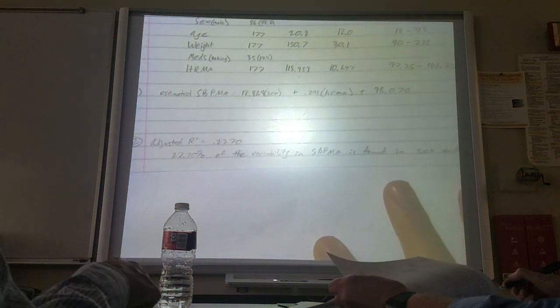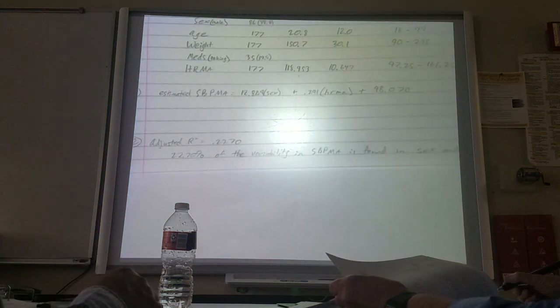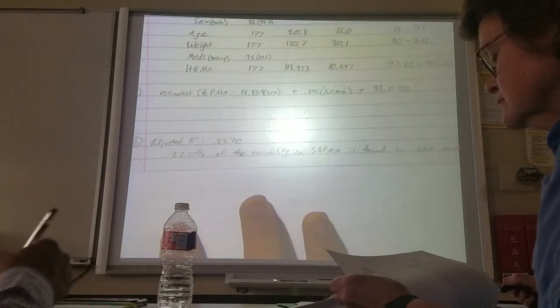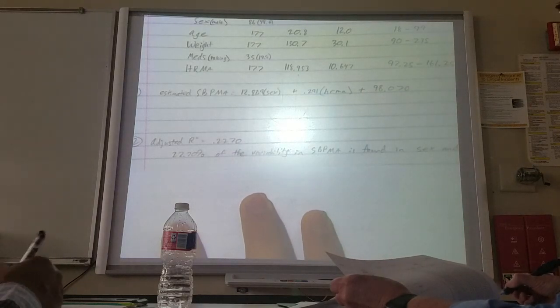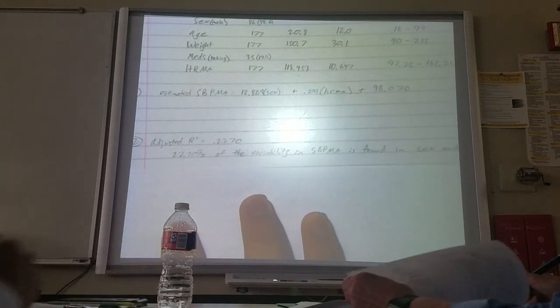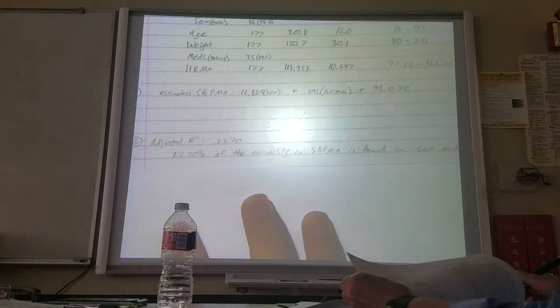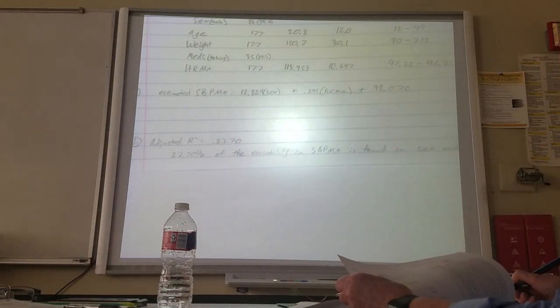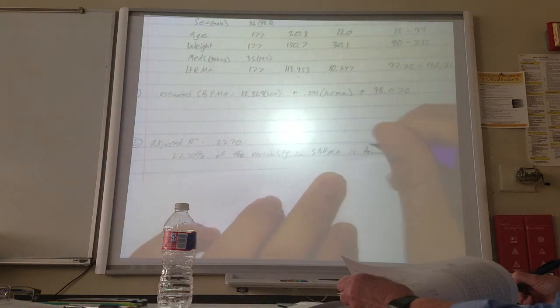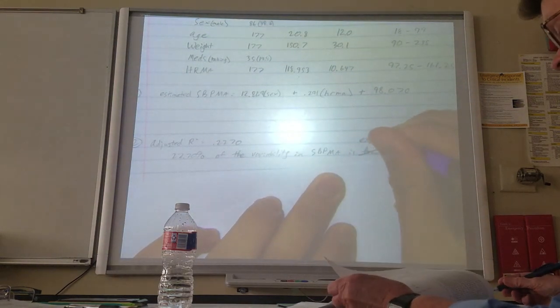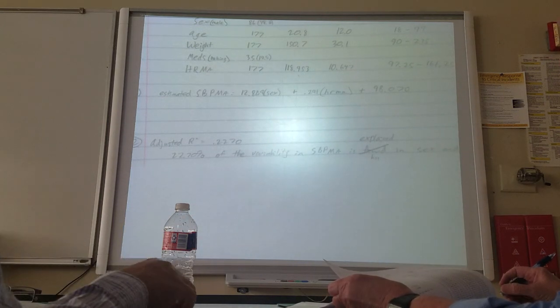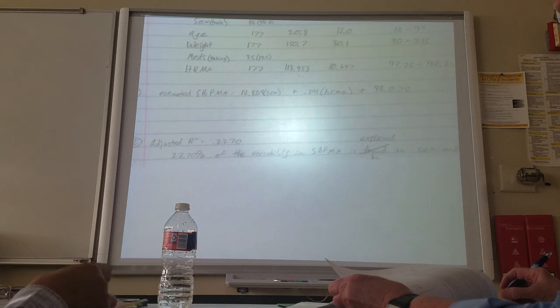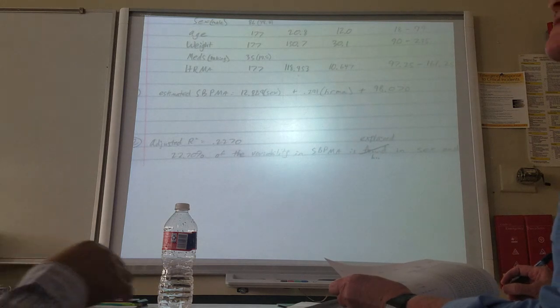For the fit of the model, the adjusted R squared is 0.2270. So 22.70% of the variability in the SBPMA is found in sex and HRMA. We're going to replace the word found with explained by. And then the correlation coefficient for sex and meds, if you would show us that.